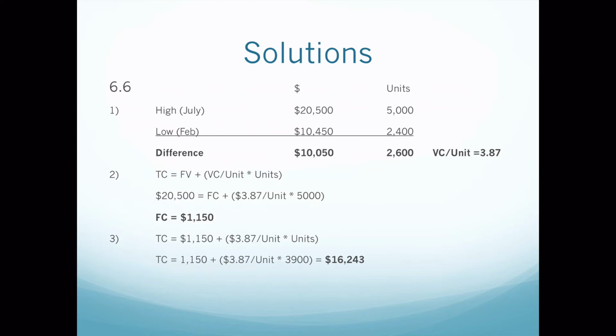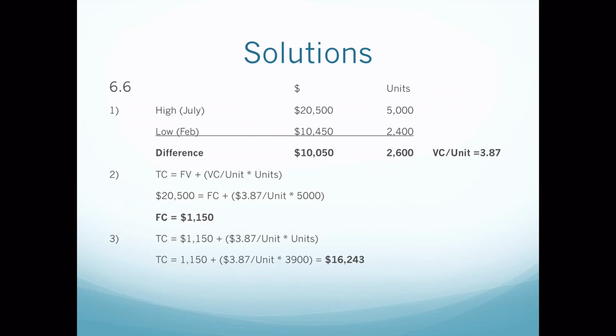Now we need to plug our variable cost and our high month into the formula of total cost equals fixed cost plus variable cost per unit times units. So our total cost for the high month is $20,500, our variable cost per unit is $3.87, and our units are 5,000 in our high month. We do the math, and we find out that fixed cost is $1,150. So we end up getting a cost formula of total cost equals $1,150 plus $3.87 times the number of units. And the last question asks us, what's our forecasted cost with 3,500 units?